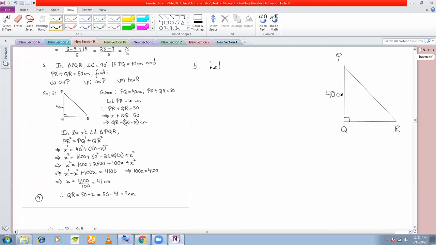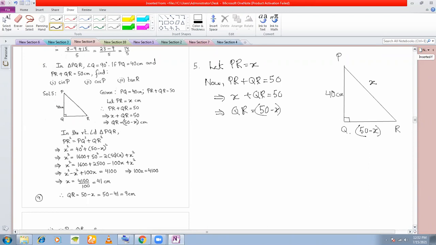So I say let us start by saying hypotenuse PR is equal to x. Let this be equal to x, right? So what is given here? It is given here PR plus QR is equal to 50, and PR we have taken as x. That means what is the length of QR? QR should be 50 minus x. So this length is 50 minus x. Okay, so now we use Pythagoras theorem to find out x.